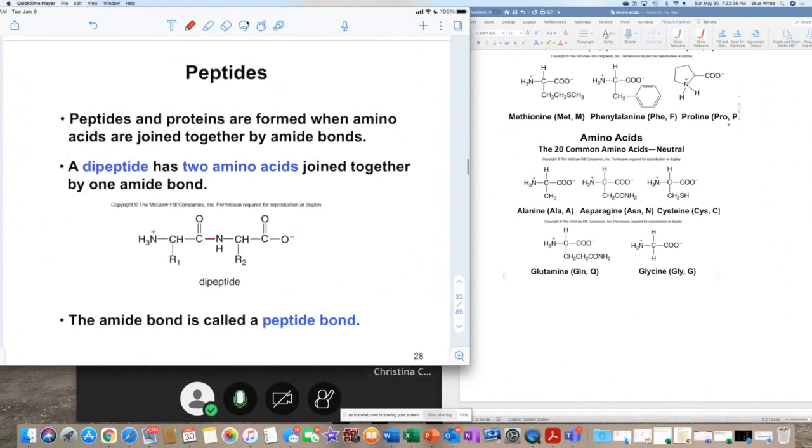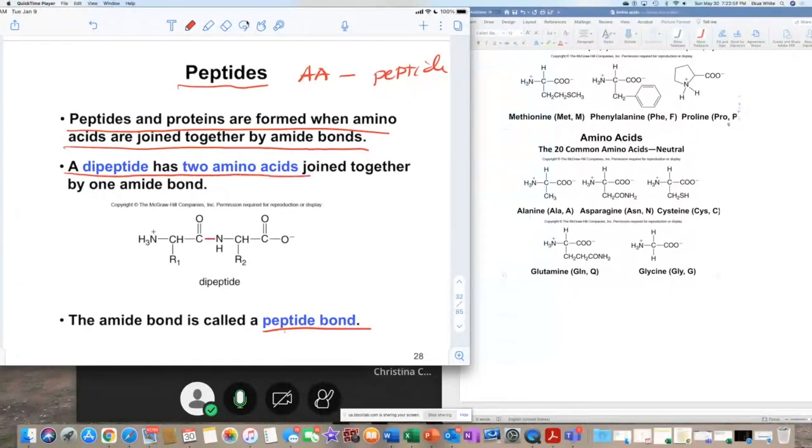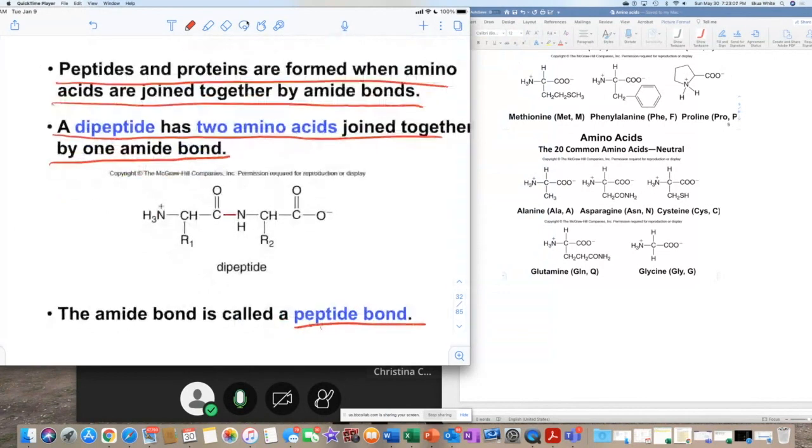So with peptides, now we're looking at amino acids being joined together to form peptides or polypeptides. So we're told here peptides and proteins are formed when amino acids are joined together by amide bonds. And the amide bonds are also called peptide bonds. Okay. A dipeptide has two amino acids joined together by one amide bond. So I mentioned this before.